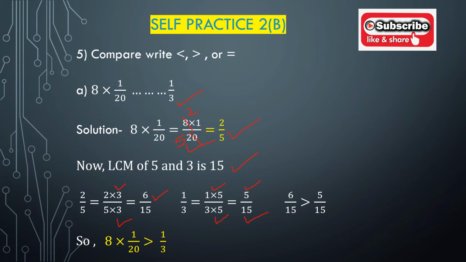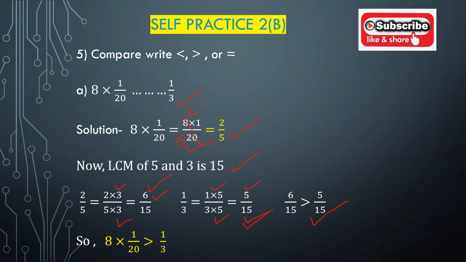Now we get 6 divided by 15 and 5 divided by 15. Both have equal denominators, that is 15. Now we have to compare these two fractions, 6 divided by 15 and 5 divided by 15. We know numerator 6 is greater than 5, so 6 divided by 15 is greater than 5 divided by 15. 6 divided by 15 is 2 divided by 5 and 5 divided by 15 is 1 divided by 3.